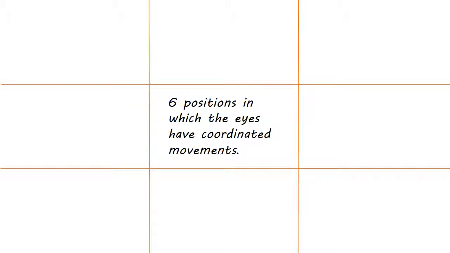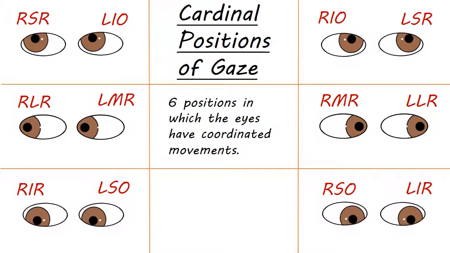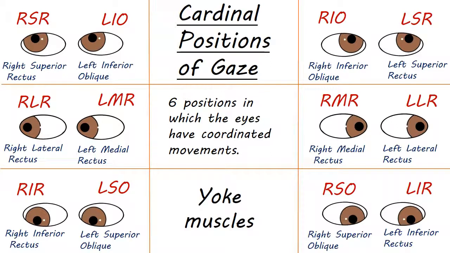There are 6 positions in which these eyes have these types of coordinated movements, and 6 pairs of yoke muscles correspondingly. These are known as the cardinal positions of gaze, and again, each position is controlled by a pair of yoke muscles. Okay, there's 6 pairs of yoke muscles. Those are good to know.